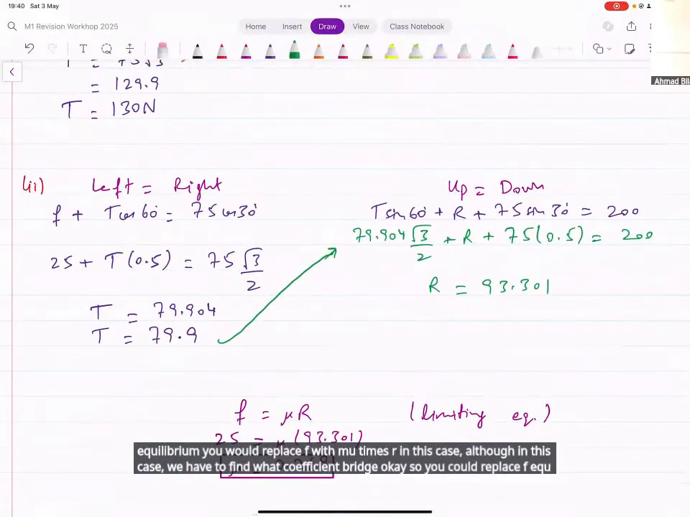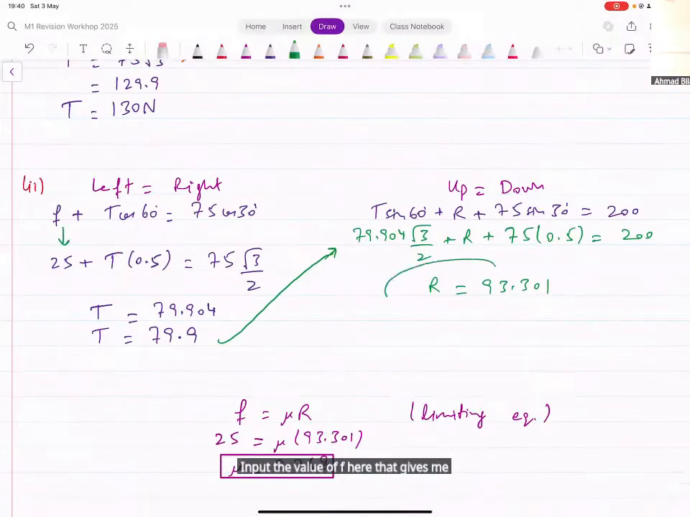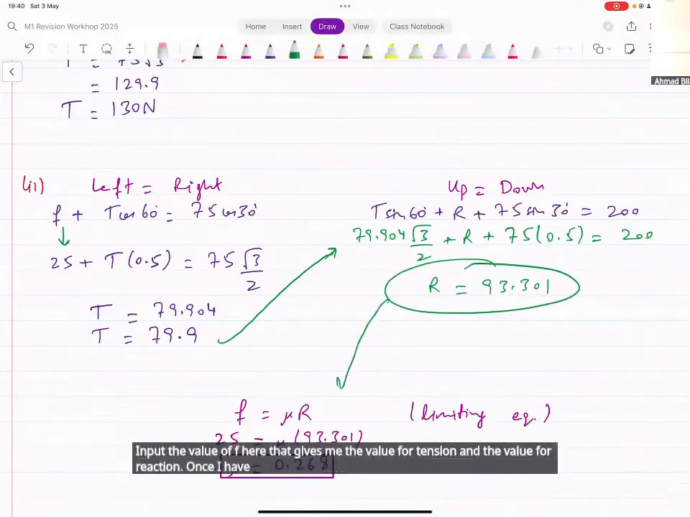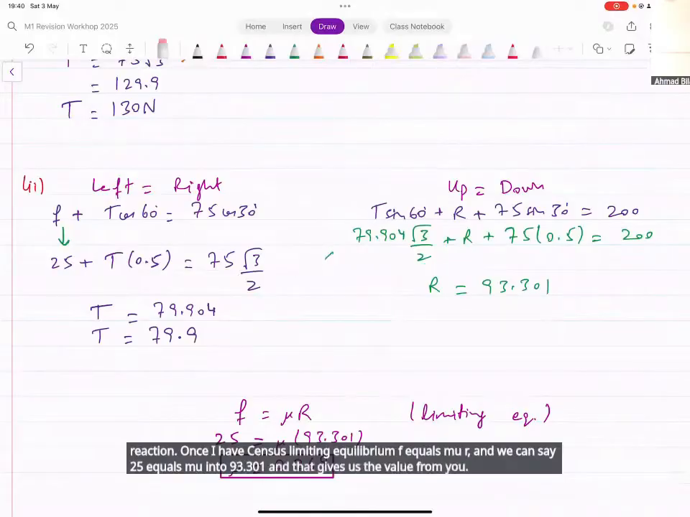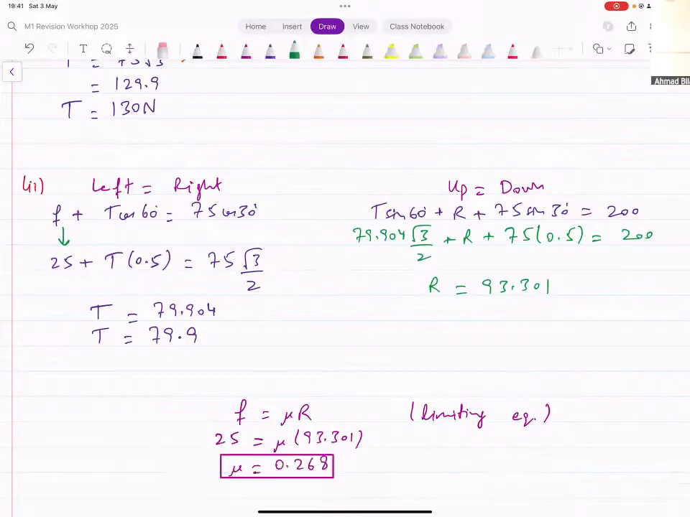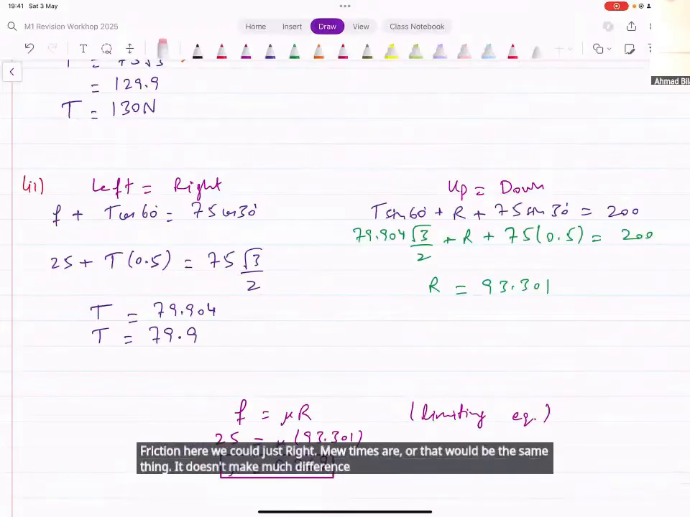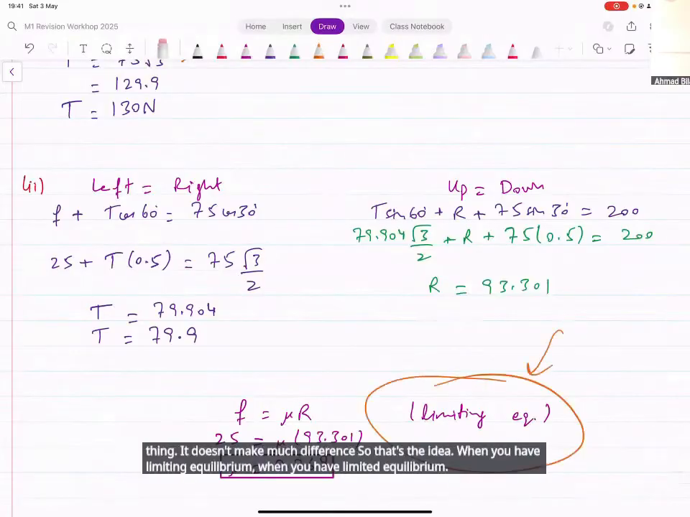In this case, I've just input the value of F here. That gives me the value for tension and the value for reaction. Once I have that, since it's limiting equilibrium, F equals mu R, and we can say 25 equals mu into 93.301, and that gives us the value for mu. Another way of doing this could be that in place of friction here, we could just write mu times R, which is the same thing. It doesn't make much difference. So that's the idea. When you have limiting equilibrium, F is equal to mu R.